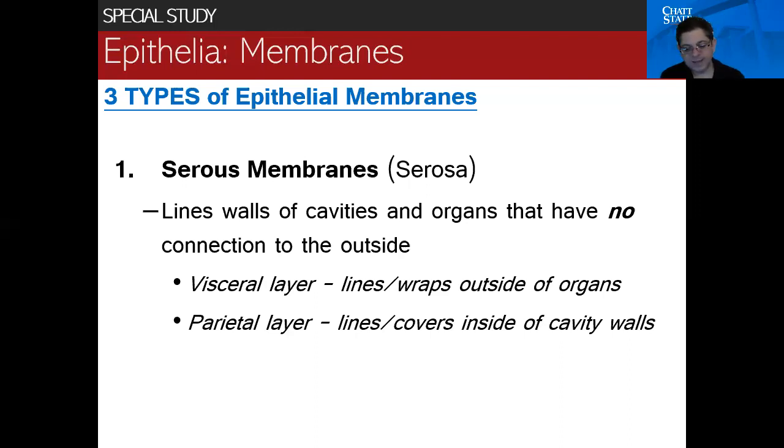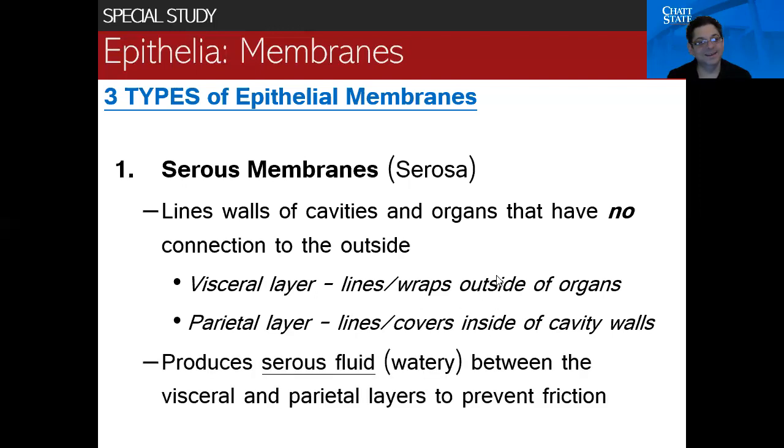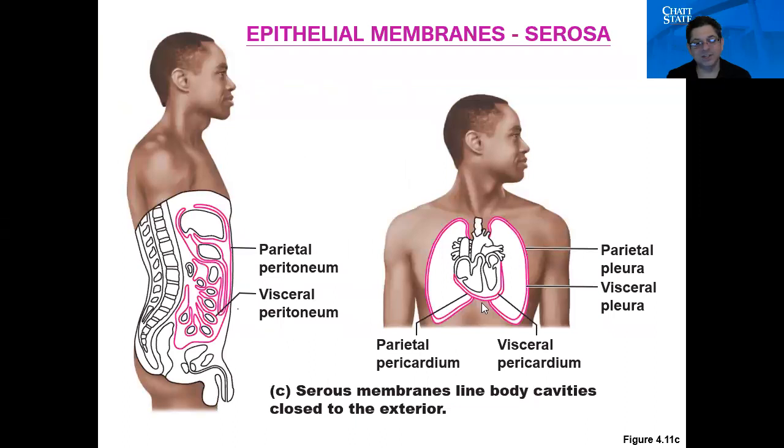Parietal is always lining that cavity wall that it sits in on the inside, whereas the visceral layer wraps the outside of the organ. So that's what can get people, but get that straight. And this is just showing where those things are.